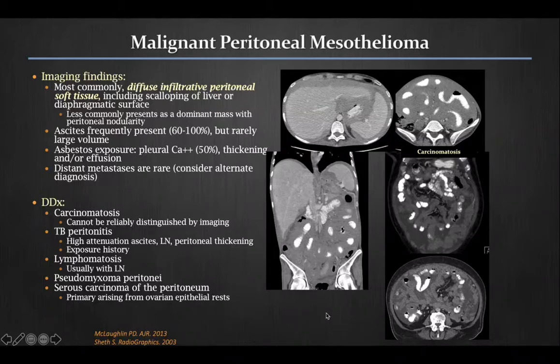Other potential causes include TB peritonitis, where you get high attenuation ascites, lymph node enlargement and peritoneal thickening. Lymphomatosis is possible, but you usually have enlarged lymph nodes in addition to the soft tissue throughout the peritoneum. Pseudomyxoma is another potential cause, but that's all loculated or gelatinous fluid or ascites. And then you can also get a serous carcinoma that arises primarily from the peritoneum, which is rare but possible.